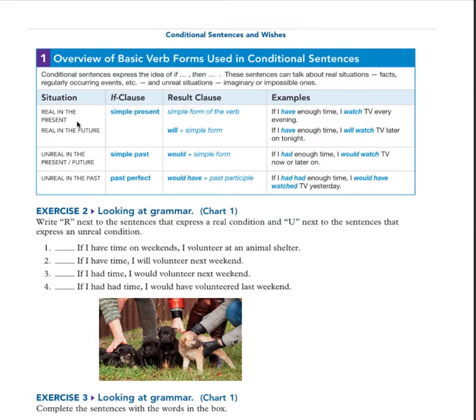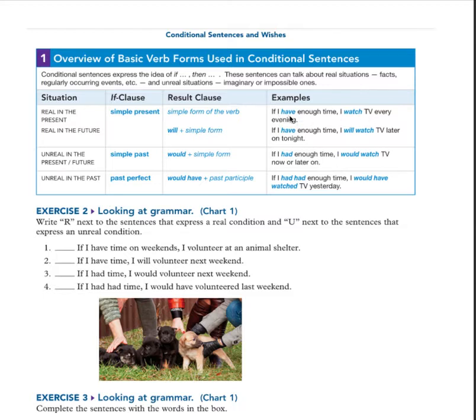The if clause. Okay? If the situation is real in the present or real in the future, the if clause is going to be in the simple present. And the result clause, if it's in the present, is going to have the simple form of the verb. If it's in the future, you're going to use will and the simple form of the verb. Look at the two examples. This is real in the present. If I have enough time, I watch TV every evening.